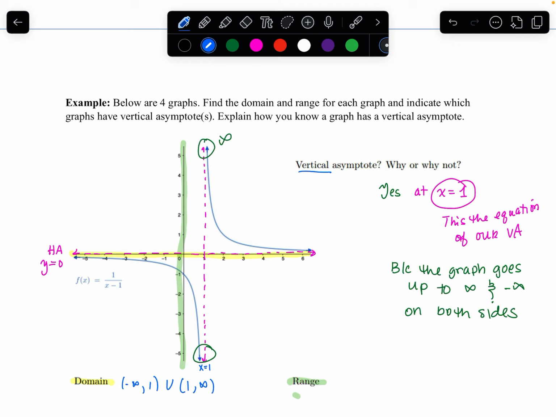For our range, very similar behavior, except now we're working with this axis, right? We start at negative infinity. Right here, we're going to make sure we don't include that horizontal asymptote, and the graph picks back up again at 0 all the way up to positive infinity. So our range goes from negative infinity to 0, union 0 to infinity, right? All real numbers except 0, all real numbers except 1 for the domain. Let's do another one.